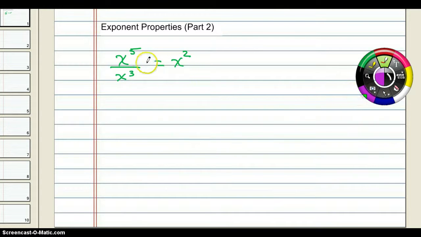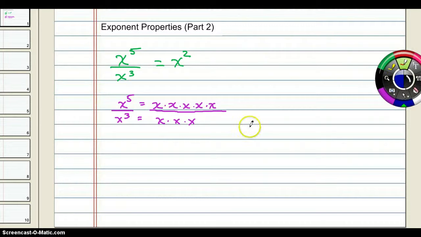If we look at it, x to the fifth is just the same as x multiplied by itself 5 times: x times x times x times x times x, divided by x to the third, which is x times x times x. Now there's something really interesting that happens when we divide things that are alike. Back in 4th grade, we started learning that 4 divided by 4 is 1, or 7 divided by 7 is 1. Something divided by itself is 1.